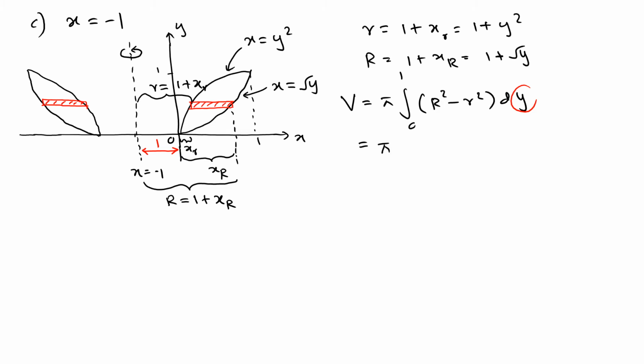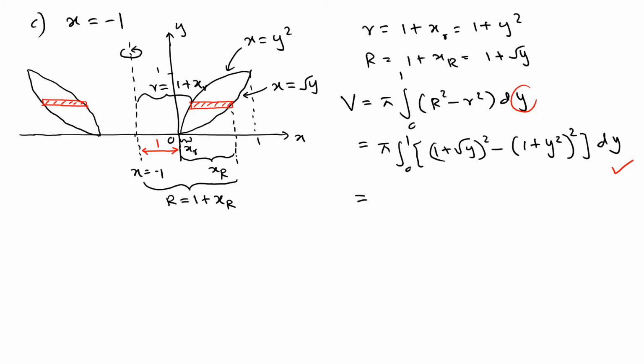So it is pi, so let's plug in. So it is 0 to 1. So we have large r is 1 plus square root y whole thing squared minus 1 plus y squared whole thing squared dy. So that is the setup of the integral. Okay, if you just want to set up, that's where you're going to stop. But since this is the first problem of this type, I'm going to complete the whole problem. So let's do it. So what's the next step?